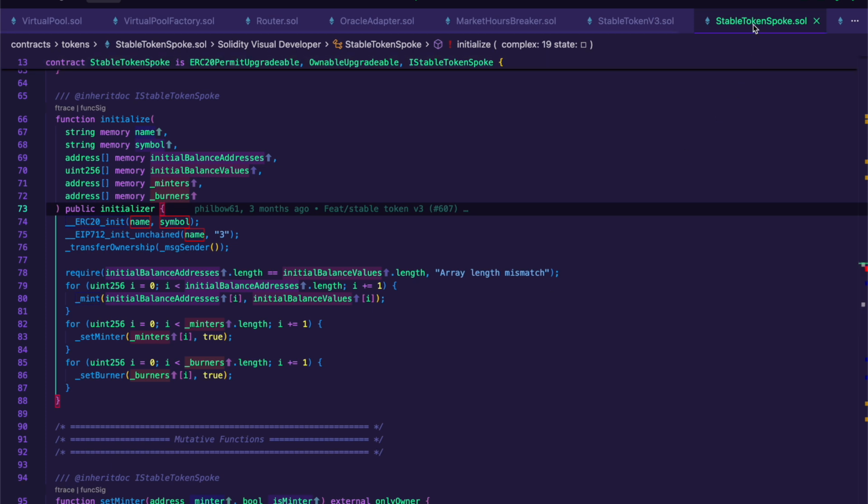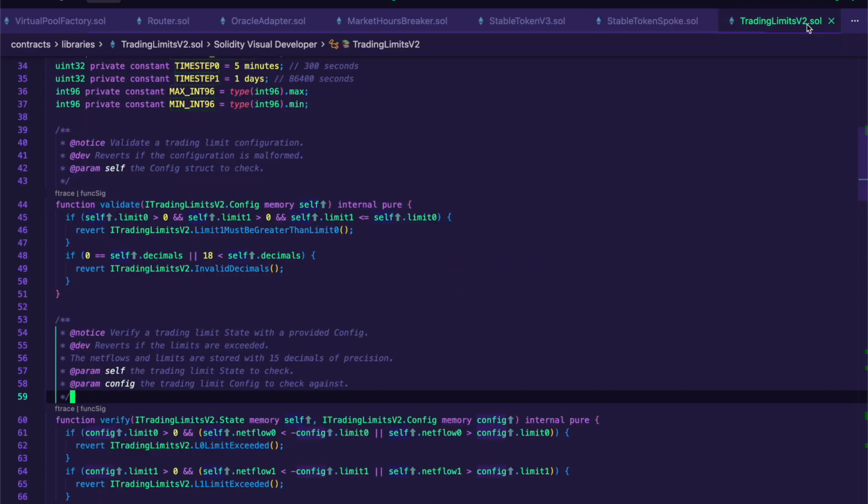We also created a new version of the trading limits. Mainly we just updated some small things around configuration, but this contract specifies an amount of net flow that can go through an asset in a certain period of time.